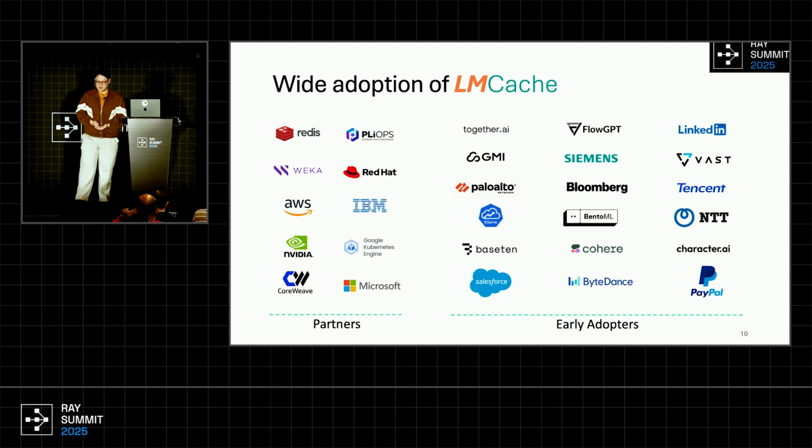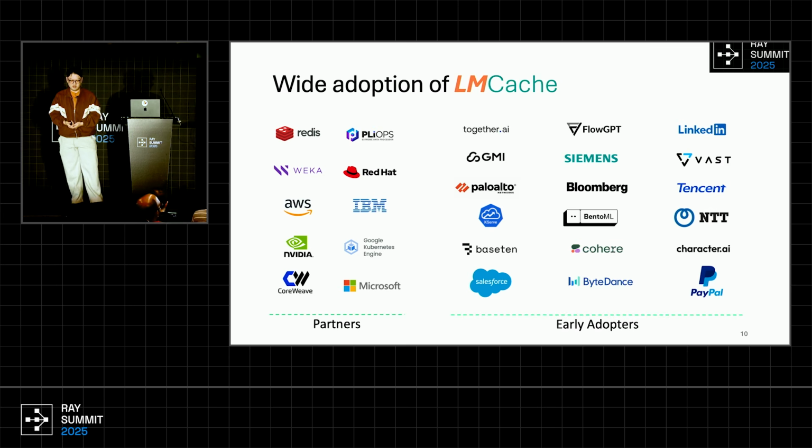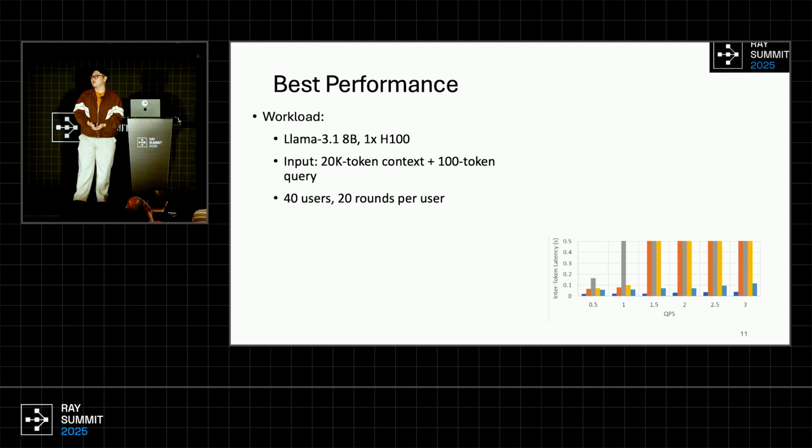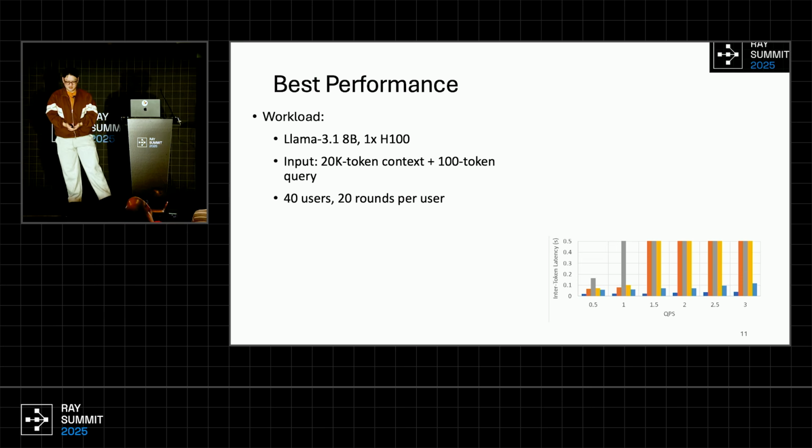Okay, and here is a quick look at adoption, showing how many companies are using LMCache for now. We have design partners listed on the left side, and early adopters listed on the right side. A lot of huge companies are using LMCache. And they use LMCache for a reason, because we deliver the best performance.